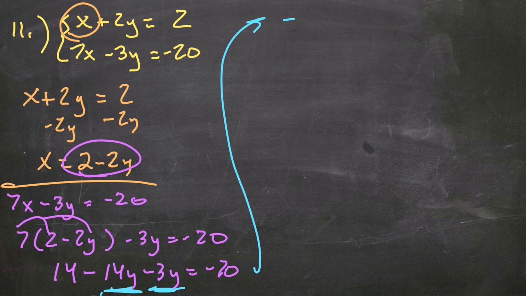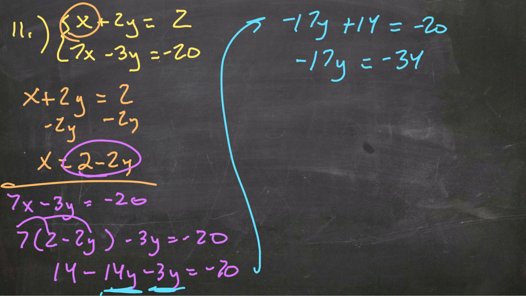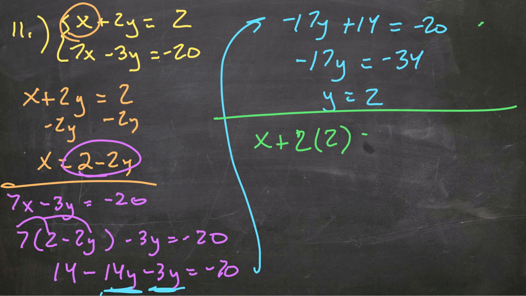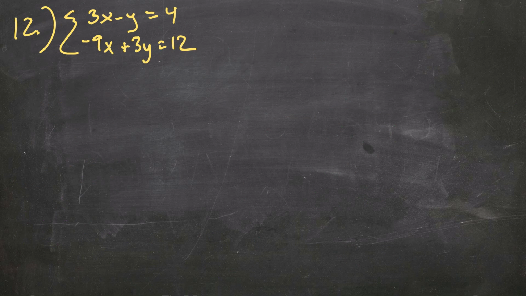I combine my like terms, I get minus 17y plus 14 equals minus 20. I subtract 14 from both sides, I get minus 17y equals minus 34. I divide both sides by negative 17, I get y equals positive 2. I plug in 2 for y, so I say x plus 2 times 2 equals 2. I get x plus 4 equals 2, so x equals negative 2. That means my ordered pair to finish off is negative 2, 2.